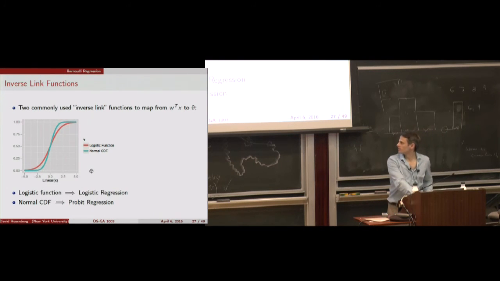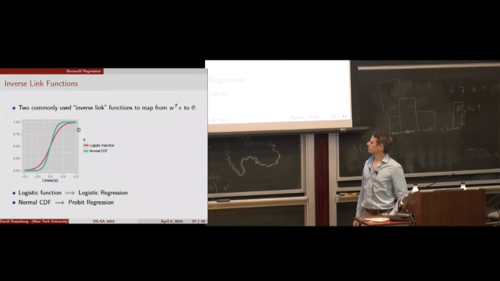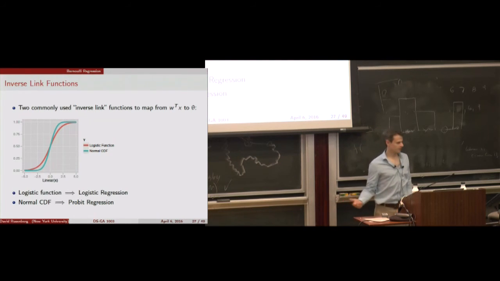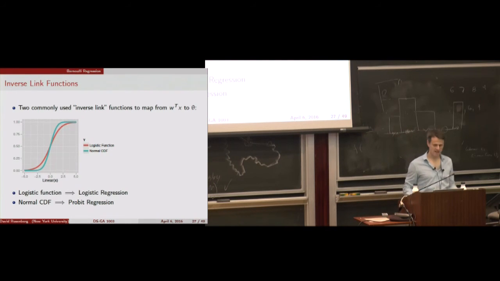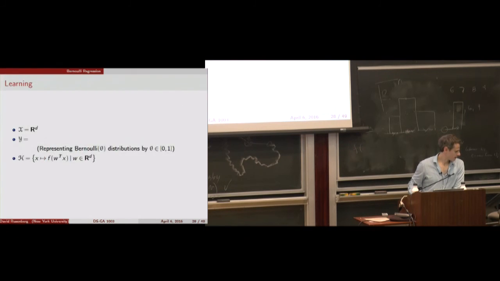If you use the logistic, you get what's called logistic regression. And if you use the normal CDF, which people do in economics a lot, you get what's called probit regression. In practice, it's not clear one's really better than the other. Okay. All right, so we'll just write f for now.